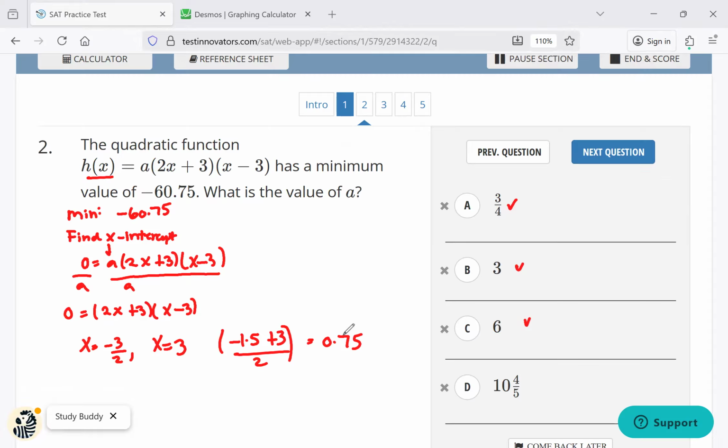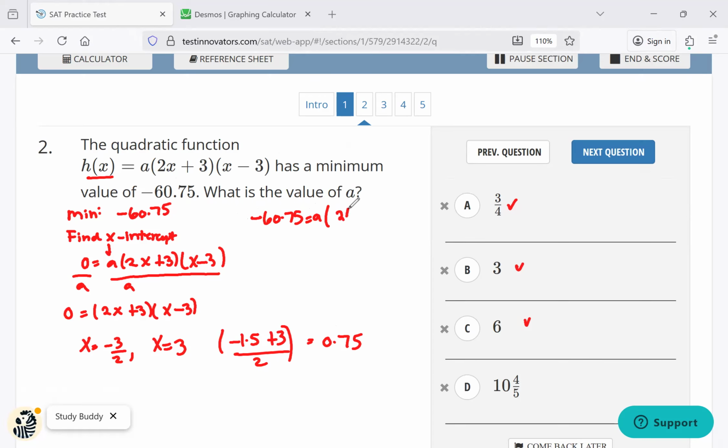Okay. Then to find the a, all you've got to do is, 0.75 would be your x, and then negative 60.75 will be your y. So it would be expressed as negative 60.75. And then wherever you see an a, plug in 0.75.